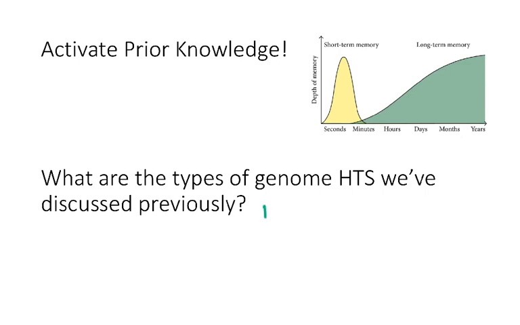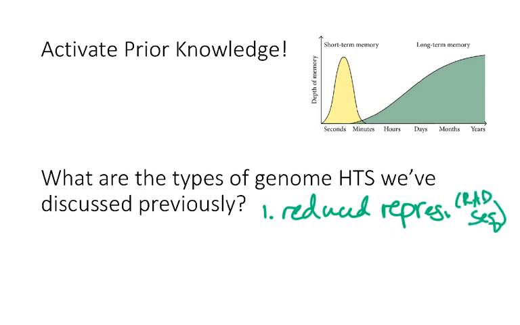All right, so one of the ones we've talked about is called reduced representation. An example of this that we've talked about several times is RAD-seq. So reduced representation is, instead of looking at the entire genome, it's looking at still many thousands of markers like SNPs, for instance, spread across the entire genome, but you're not looking at the entire genome.